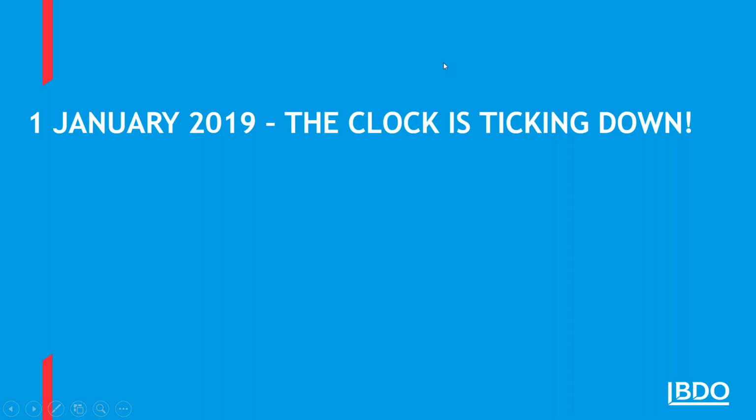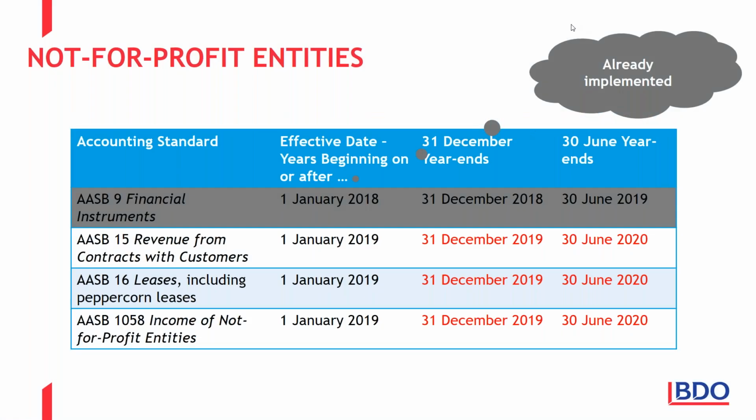So if we start with our very first section, which looks at the importance of 2019, we've given you a bit of a table of the 4 new standards, and you can see here AASB 9 financial instruments should already be implemented, bedded down. If you've got a 31 December year end, would have already finalized your financials with AASB 9 in it. If you've got a 30 June year end, you're 2 months away from your first financial year where you've implemented AASB 9.